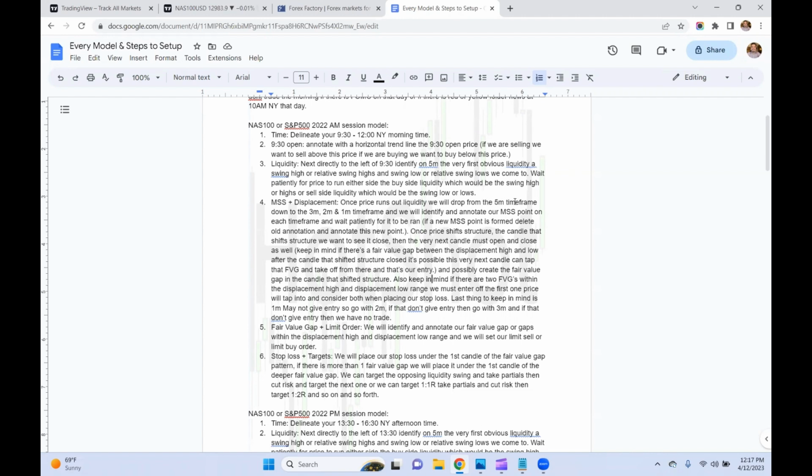Now, this is where ICT drives me crazy because this makes no sense. He says you will drop down 5-minute, 4-minute, 3-minute, 2-minute, 1-minute. And he specifically says this in his mentorship. And he says, whichever time frame you come to first that has that fair value gap, you use that time frame. So if it happens on the 4-minute, you want to use a 4-minute. If it happens on the 3-minute, you want to use a 3-minute. Let me tell you what's wrong with that.